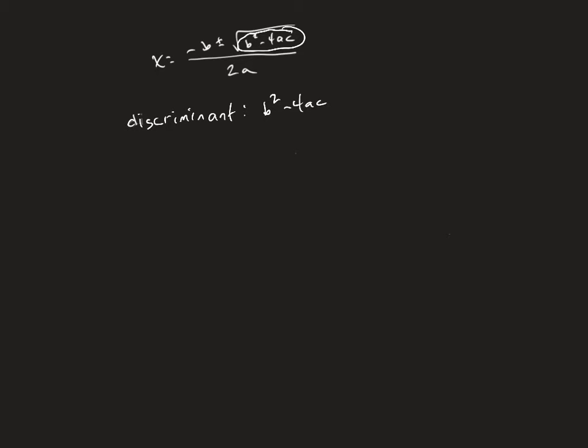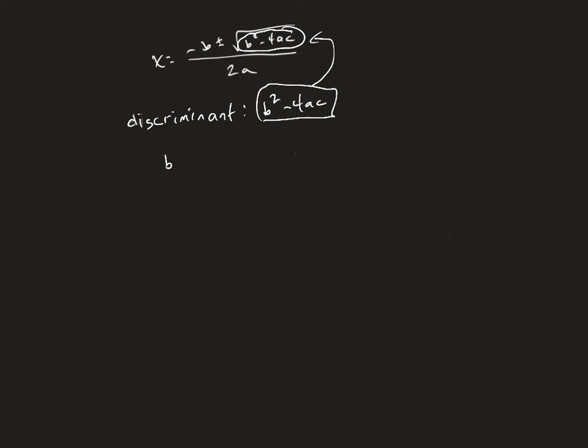Now, a lot of times you'll be given a value of a discriminant and asked whether or not you have two real roots or one real root or two complex roots. And the way to figure that out is pretty simple. If you look at the discriminant, it is the stuff under the radical, right?